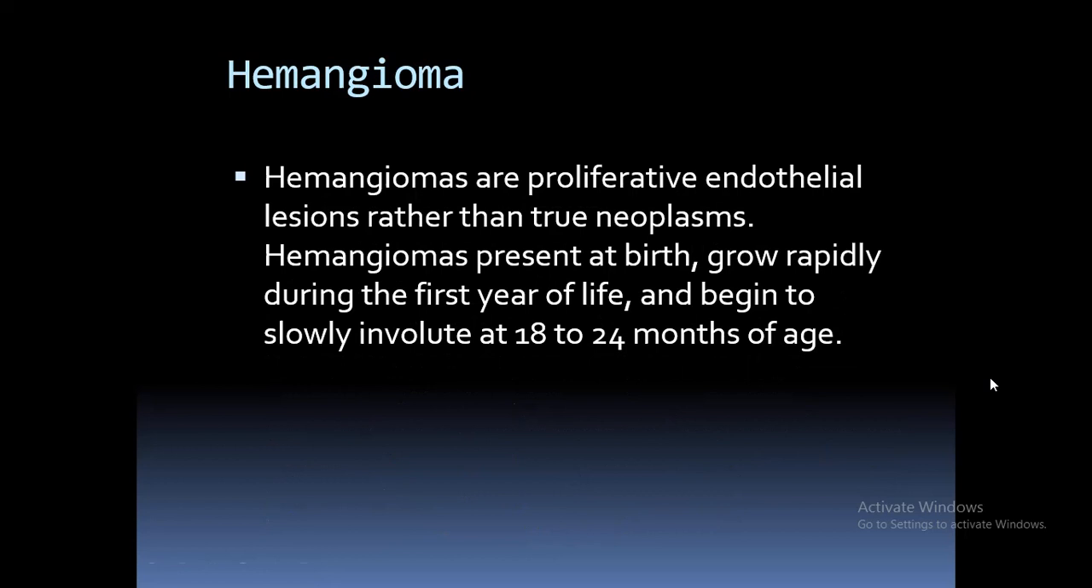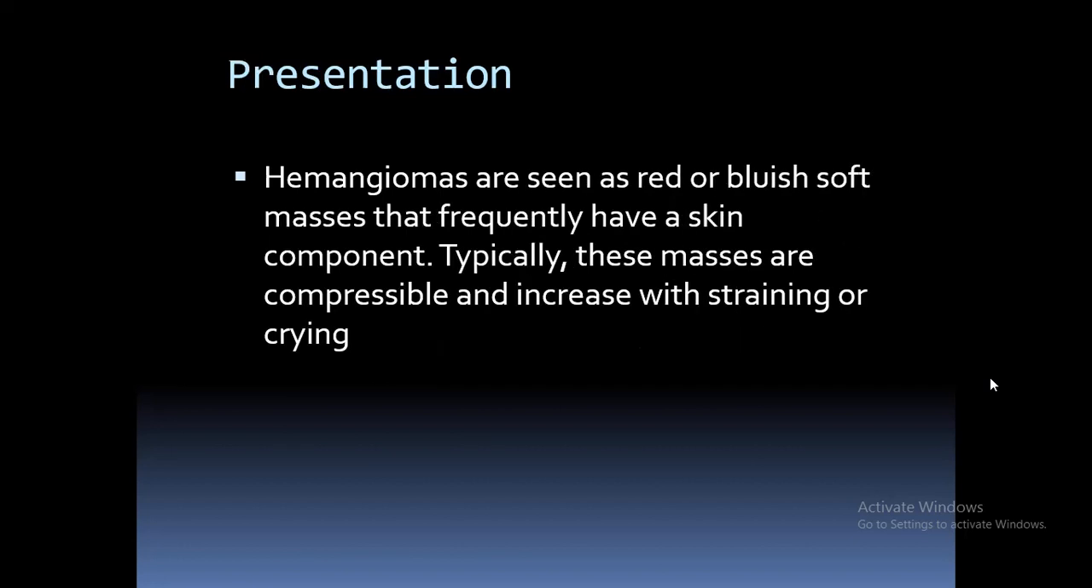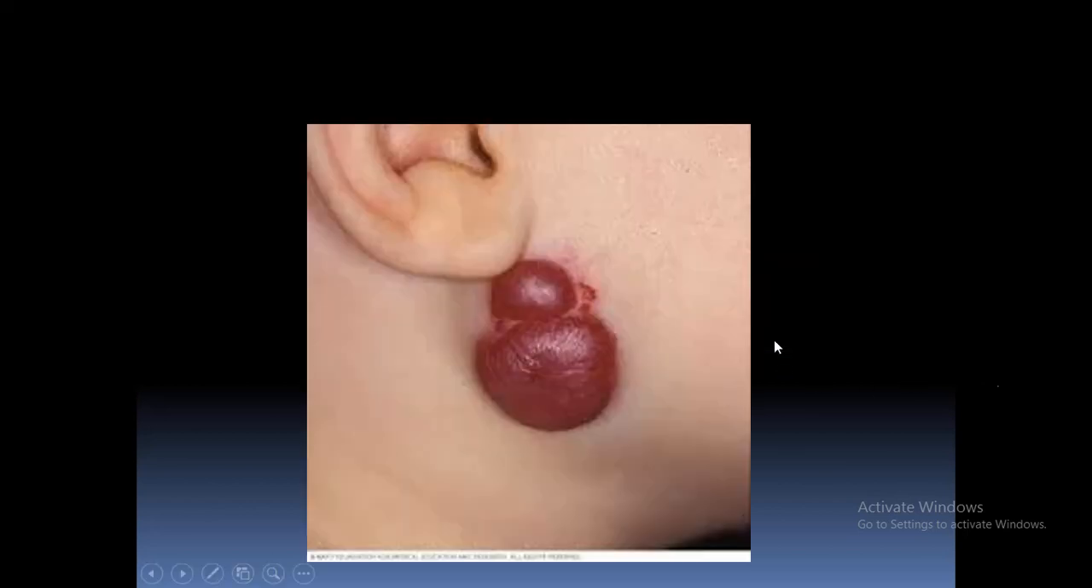Next are the hemangiomas. These are proliferative endothelial lesions rather than true neoplasms. Hemangiomas present at birth, grow rapidly during the first year of life, and begin to slowly involute at 18 to 24 months of age. They are seen as red or bluish soft masses that frequently have a skin component, and typically these masses are compressible and increase with straining or crying. This is the hemangioma.